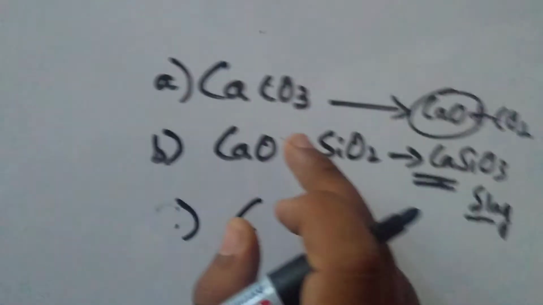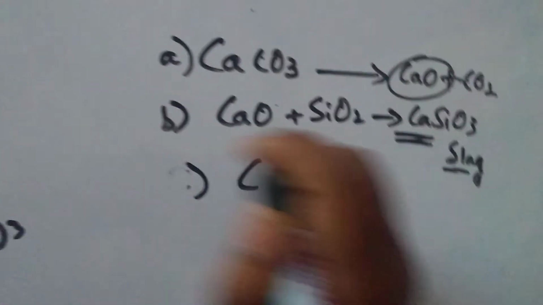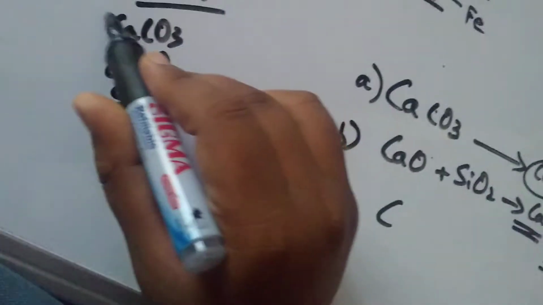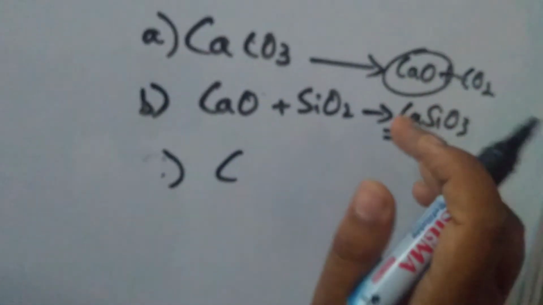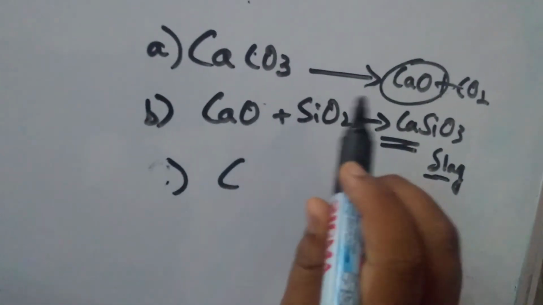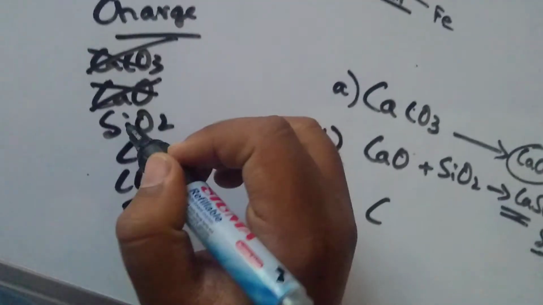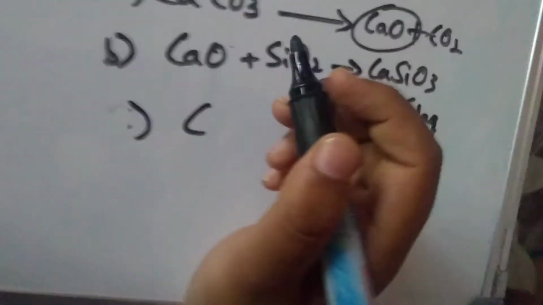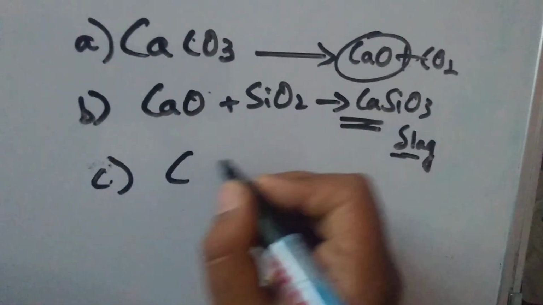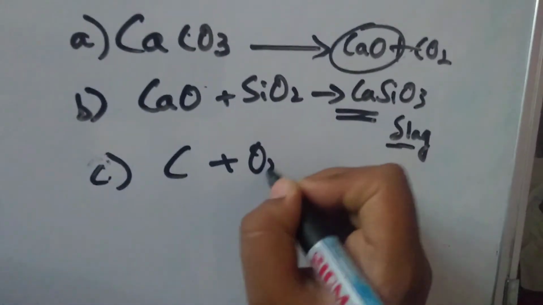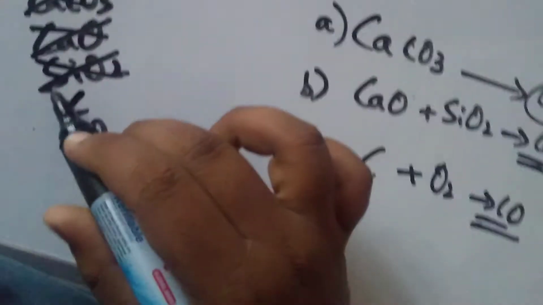Now, in this first step, limestone decomposes into quicklime and carbon dioxide. So, the role of limestone is complete. Limestone is gone. And next, quicklime combines with silica to form calcium silicate. So, the role of quicklime is done and silica is done. Then, coke oxidizes into carbon monoxide. Now the role of coke is done.